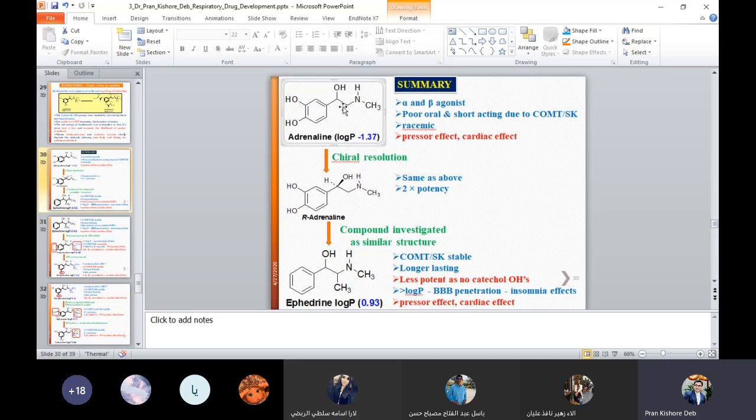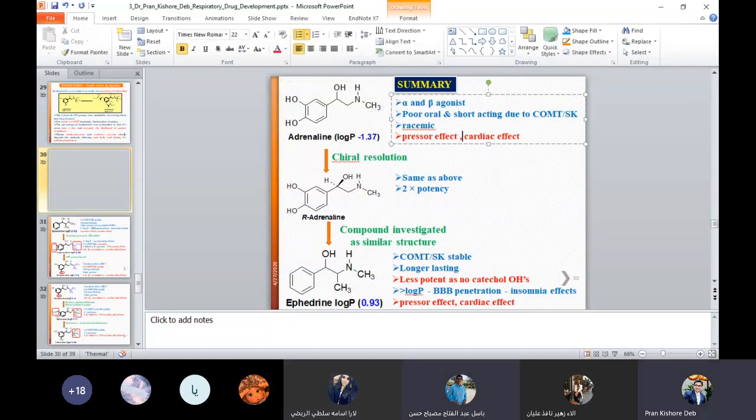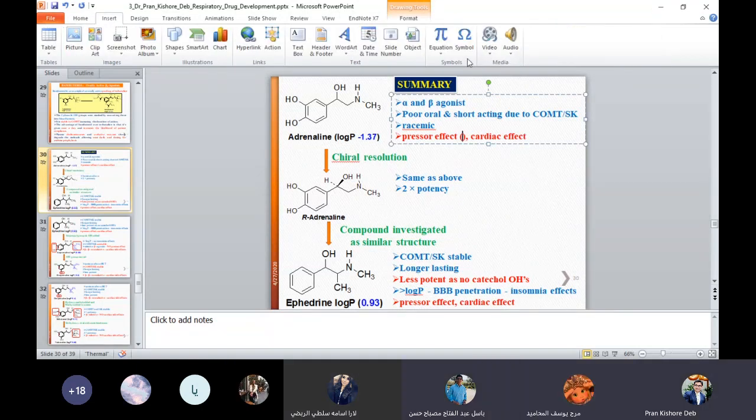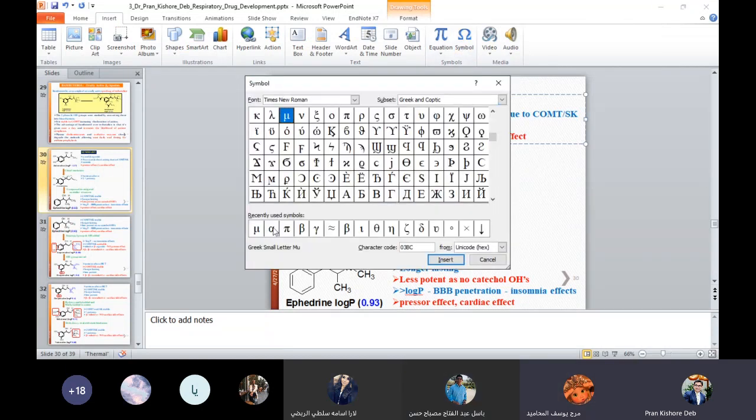So what are the points you see in adrenaline? What are the disadvantages? Oral activity and short duration. Oral activity means orally available or not available? Not available. Very good. And then? Cardio and pressure side effects. Pressure side effect is because of what? Binding to alpha 1 receptor. Yes, and cardiac is because of binding to beta 1.